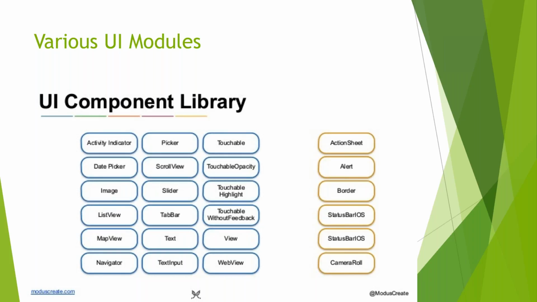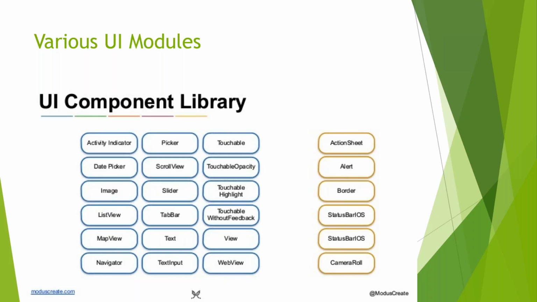All the props, all the parameters, all the event handlers, everything that a specific component has, it will show you everything. As you see here, there is an activity indicator, a date picker, image, list view, map view, and a lot more. I have a few examples up ahead of 2 or 3 components and how they will look. And on the right side, if you see, there is a status bar iOS. There will be an activity indicator iOS.